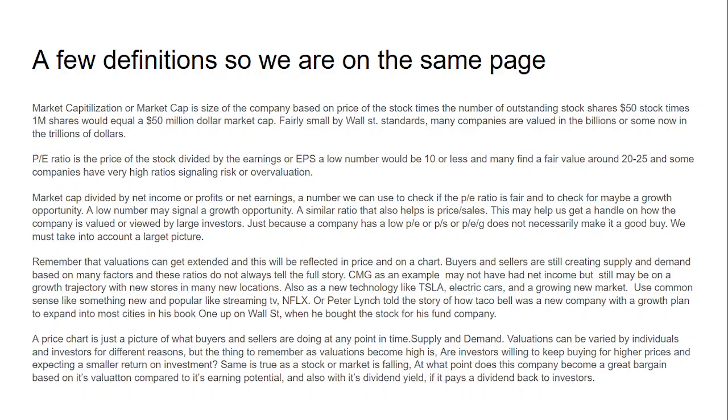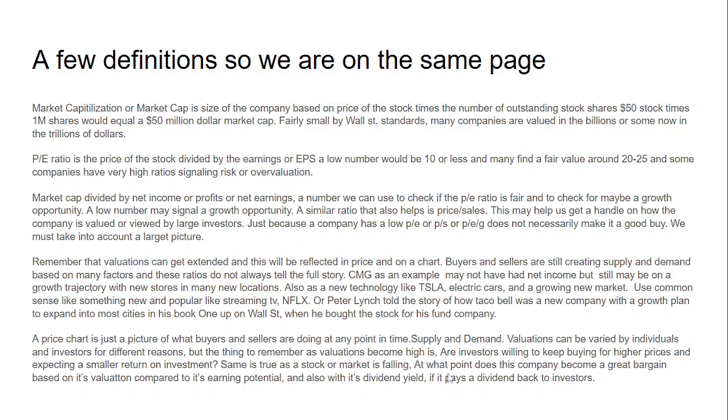new potential opportunities. Anyway, a price chart is just a picture of what buyers and sellers are doing at any point in time, signaling supply and demand. Valuations can be varied by individuals and investors for different reasons. But the thing to remember is, as valuations become high, are investors willing to keep buying at higher prices and expecting a smaller return on their investment dollars? And the same is true as the stock or market is falling.